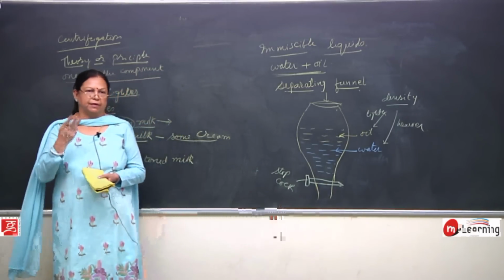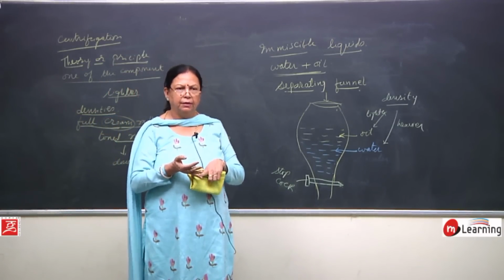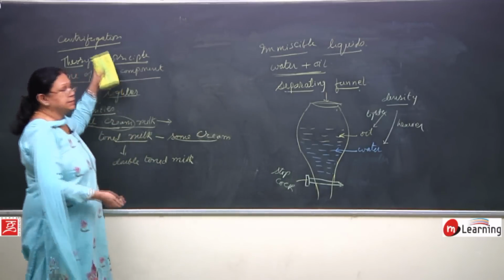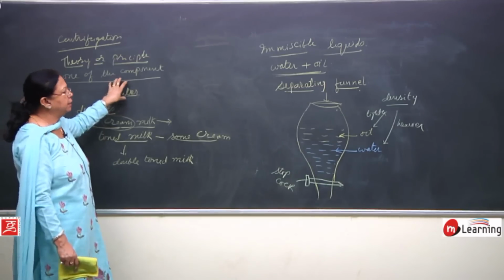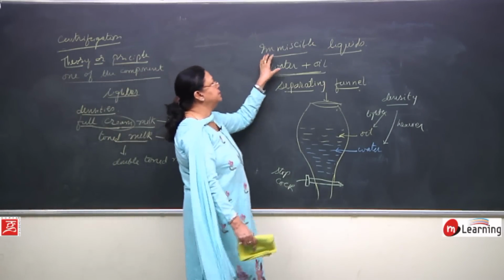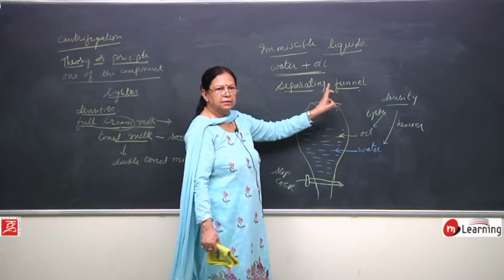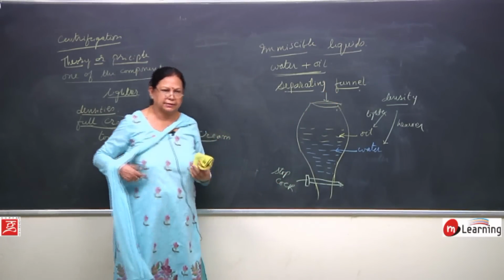So, three we have done till now. First is evaporation, second is centrifugation, separation of cream from the milk, and the third is separation of immiscible liquids, that is done by separating funnel. Next we will do in the next class, children.